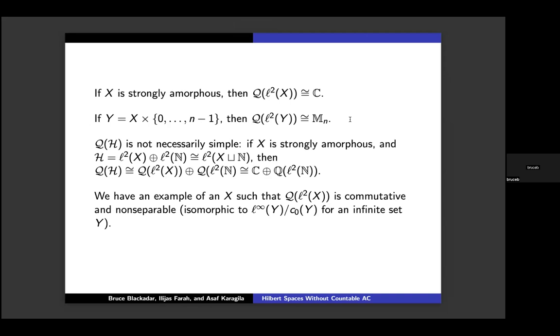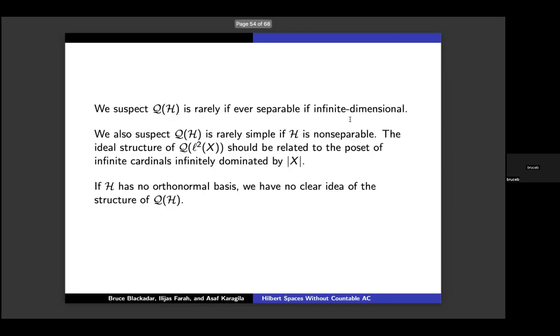The Calkin algebra is not necessarily simple. In fact, it can be a direct sum of two C-star algebras. And there's a simple example. And we even have an example where the Calkin algebra is commutative and non-separable. It's isomorphic to the quotient of L infinity modulo C0 for some infinite set Y. So it can be very far from being simple. We suspect that it's rarely, if ever, separable if it's infinite dimensional.